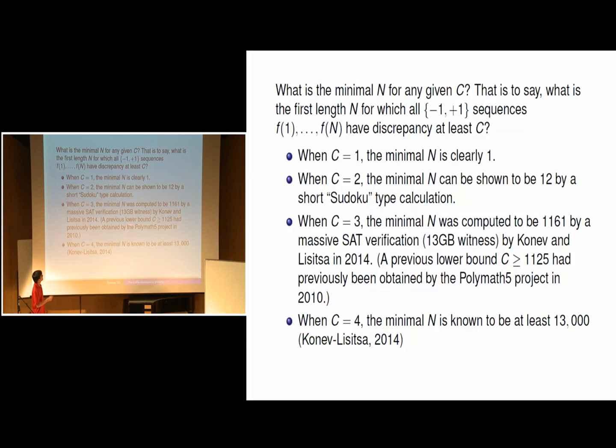Okay, so the polymath project had also done some numerics. They got pretty close. They found a sequence of length 1124 which had discrepancy 2, but they couldn't do the SAT verification. For c equals 4, it's not known exactly what the minimal n is, but we know it's at least 13,000. So it grows fairly quickly, the n as a function of c.